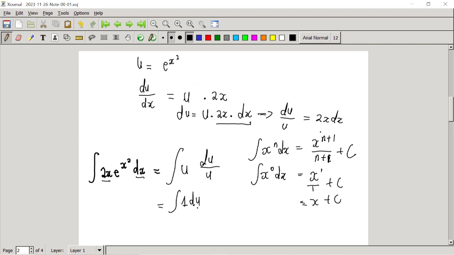So here, because this integrand is in terms of u, the solution will be u plus c. But we know that the original function is in terms of x, so the final answer must be in terms of x. So I go back and see what u is. In the place of u is this. So that is our solution, e to the power of x squared plus c. That is when we choose our u to be the composite function itself.